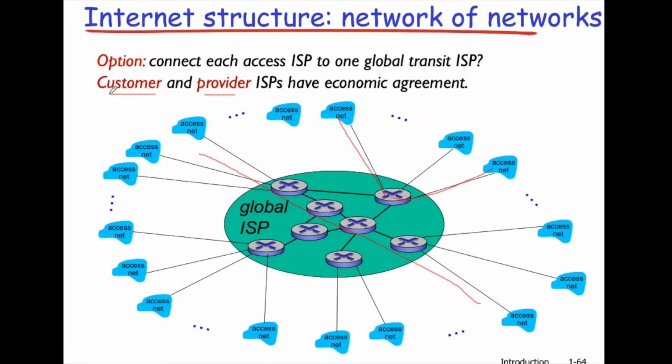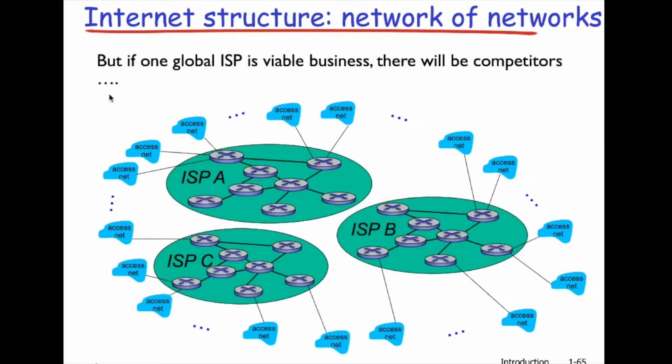Now, as the internet grows, as the number of these access nets grow, then there'll be more paying for the transit services. Gradually, the global ISP will begin to see profit. And when business is profitable, you see competitors. So now we have not just one global ISP, but multiple global ISPs. So A, B, C here are three global ISPs.